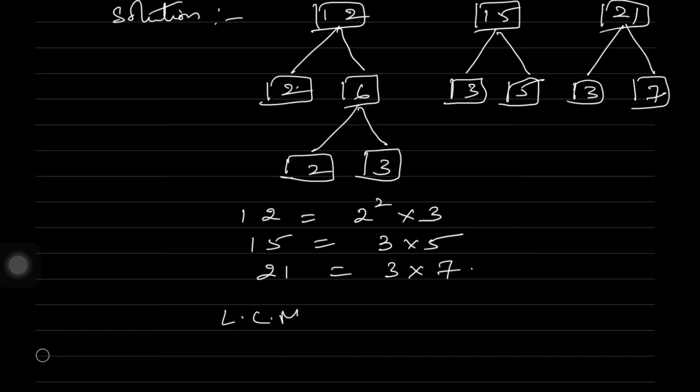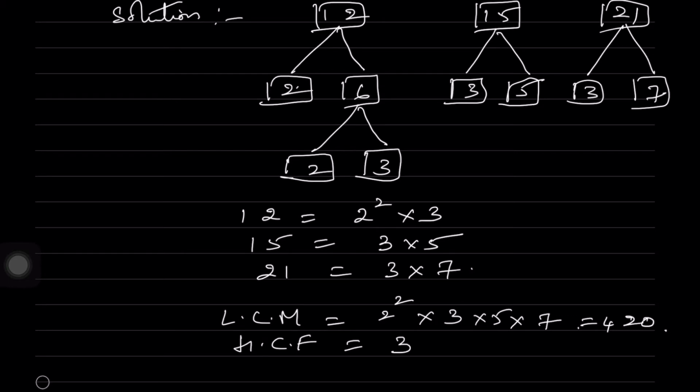So now the LCM of 12, 15 and 21 is nothing but 2 square into 3 into 5 into 7, which is equal to 420, and the HCF of this, which is common in all the three, is 3. So the HCF of 12, 15 and 21 is 3.